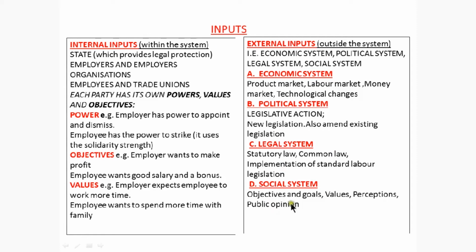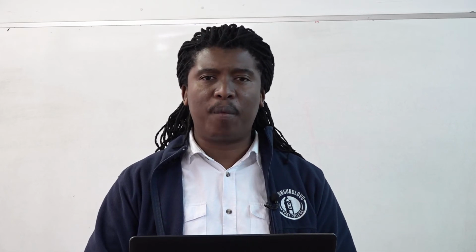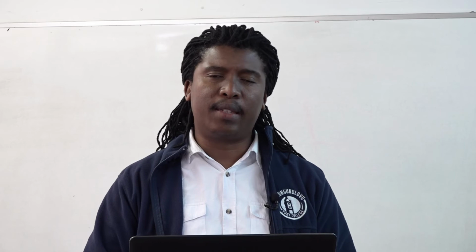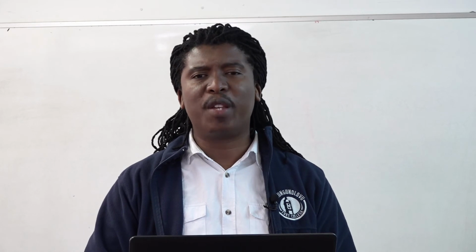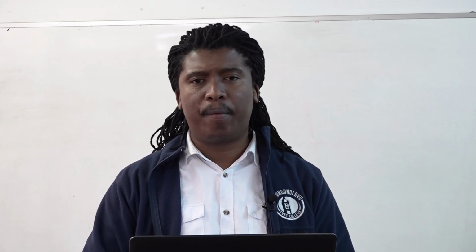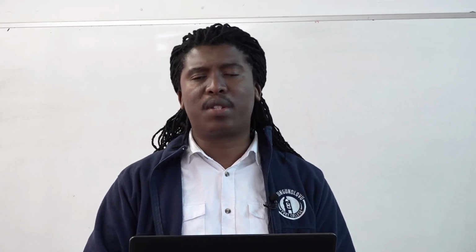The fourth one is the social system. Under the social system, we look at the objectives and goals, the values of the population, the perceptions, and public opinion. Here, for example, if the firm is situated in a colored community, surely the expectation will be that the employer should employ more colored people than other race groups. This is affecting the internal component while it is from the outside environment. It is called the social system.